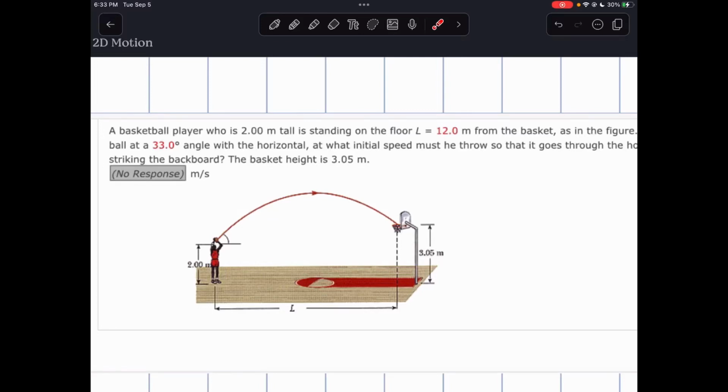Hello everybody, and welcome to part 2 of the physics review. Today we'll be working on 2D motion. Let's take a look at our question.